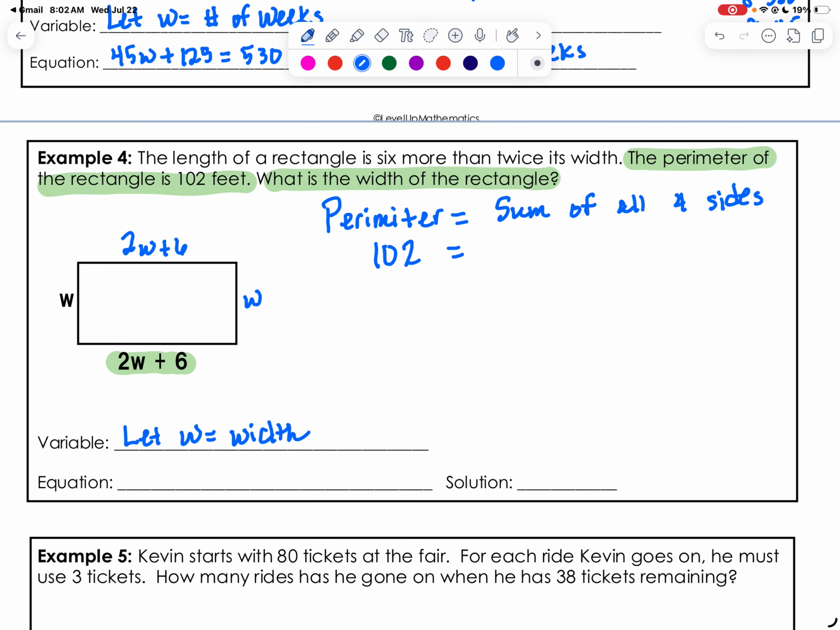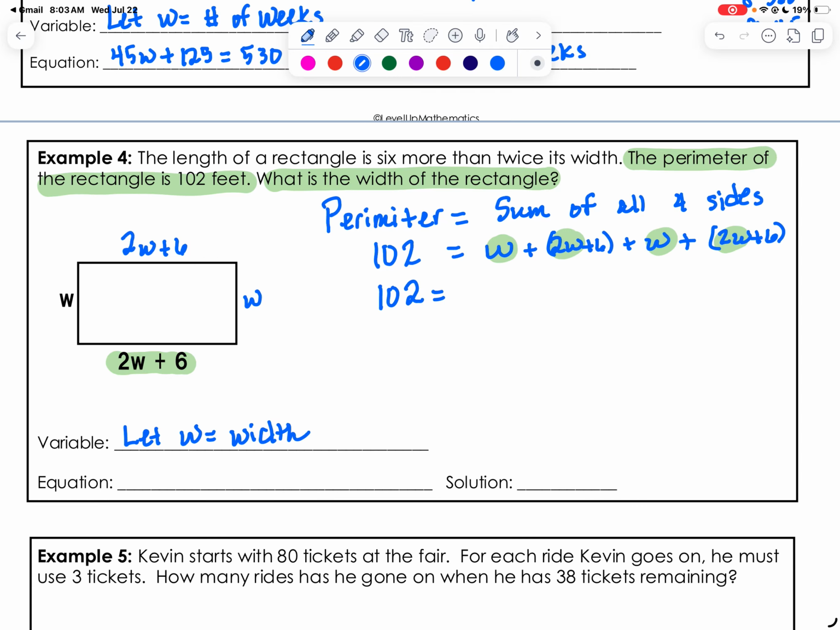So I'm going to label this W, that's one side, plus 2W plus 6, that's the second side, plus the third side, W, plus the fourth side, 2W plus 6. So we have to have 4 sides, the sum of all 4 sides, all right? Now, to solve this, we're going to have to combine like terms. So I'm combining all of my W's together.